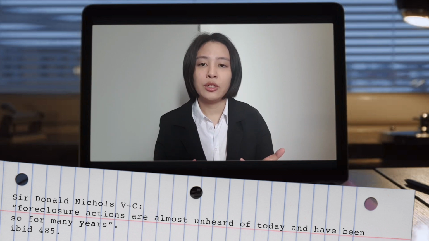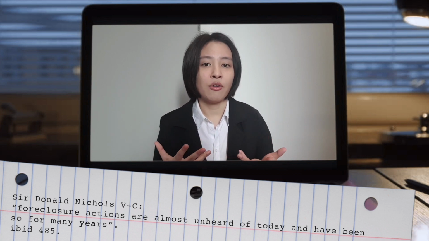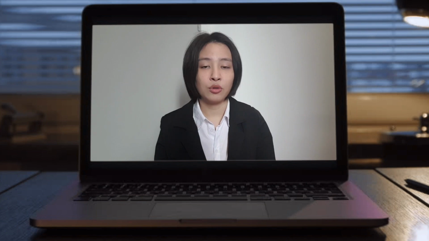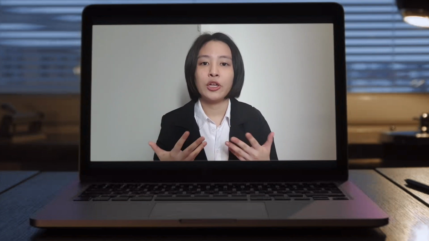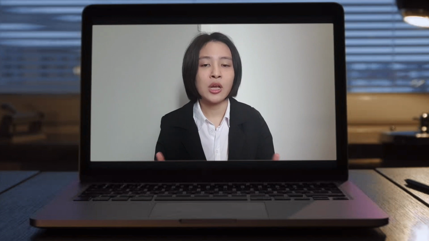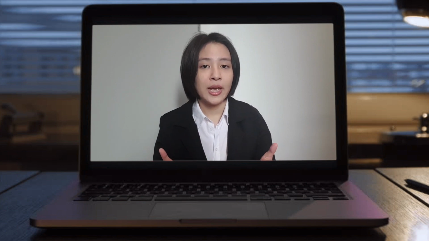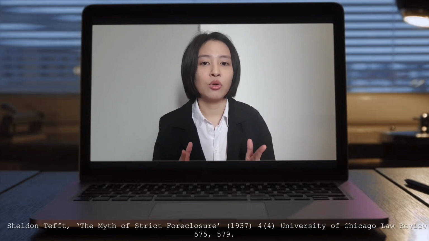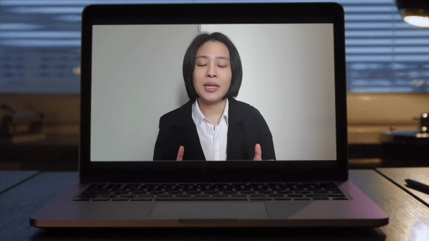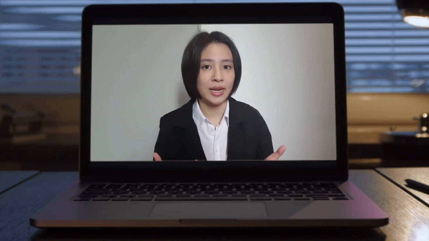Not only do the courts prefer to issue the right of sale instead of the right of foreclosure under Section 91, Subsection 2, but the mortgagee also prefers to have recourse to rights other than the right of foreclosure because according to the case of Campbell v Holyland, an order of foreclosure does not foreclose absolutely, meaning the mortgagor is able to regain ownership of his or her property at the end of the day.